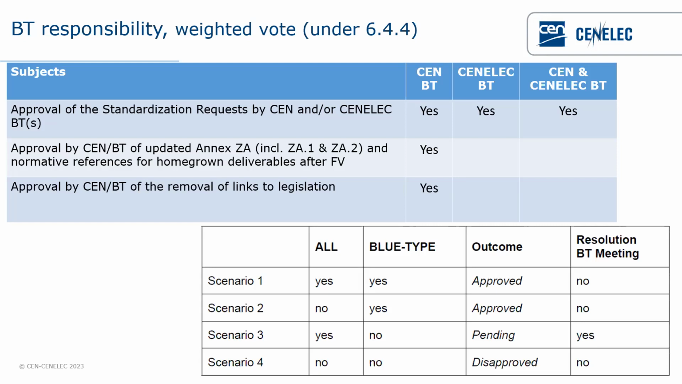Then still among the weighted votes, but only for CEN-BT, is the approval of the Annex ZA after formal vote and the approval of the removal of links to legislation. So we apply the same concept as in the table below.